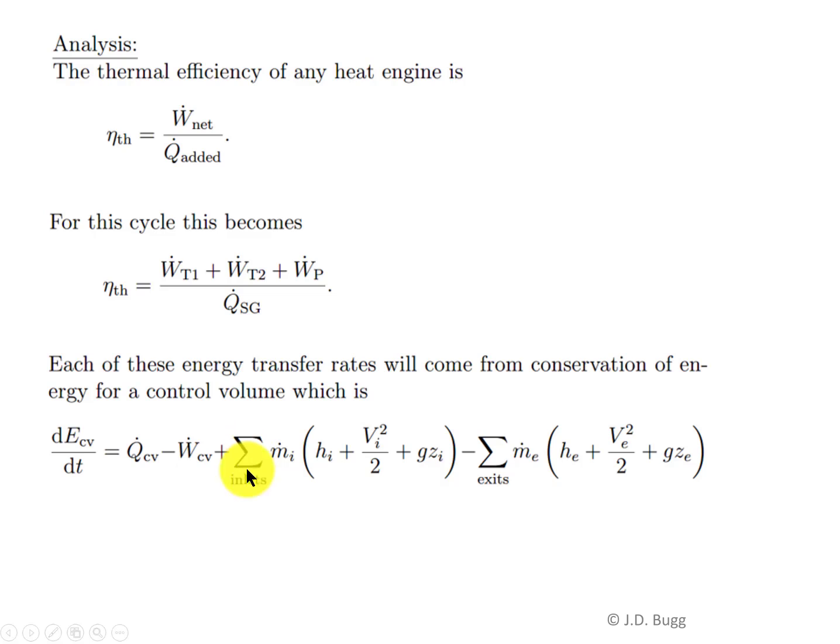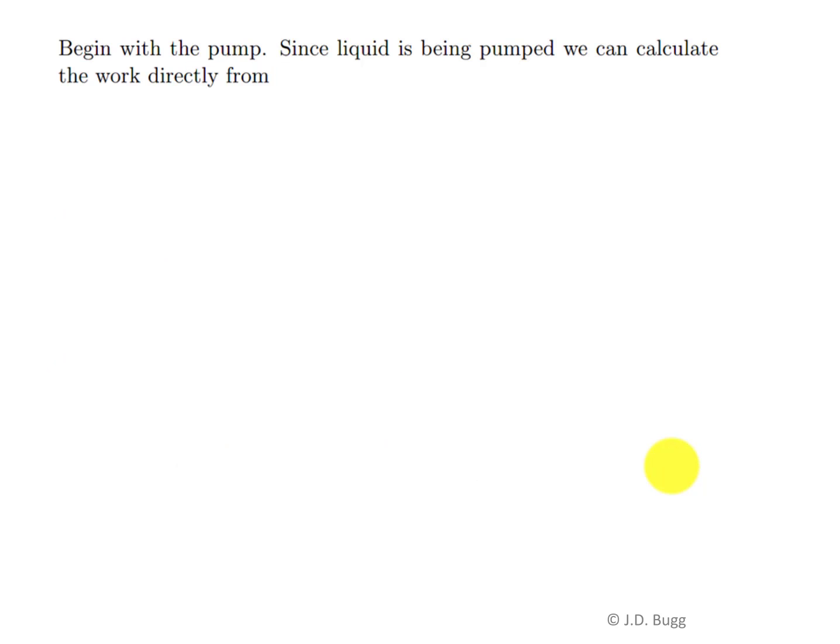We need to keep our summations of inlets and exits because when we analyze the closed feedwater heater, it has 2 inlets and 2 exits. But we'll be assuming that the kinetic and potential energies are 0 at all of the inlets and exits for all of the components. So we're going to begin by looking at the pump. And remember, there's only one pump here.